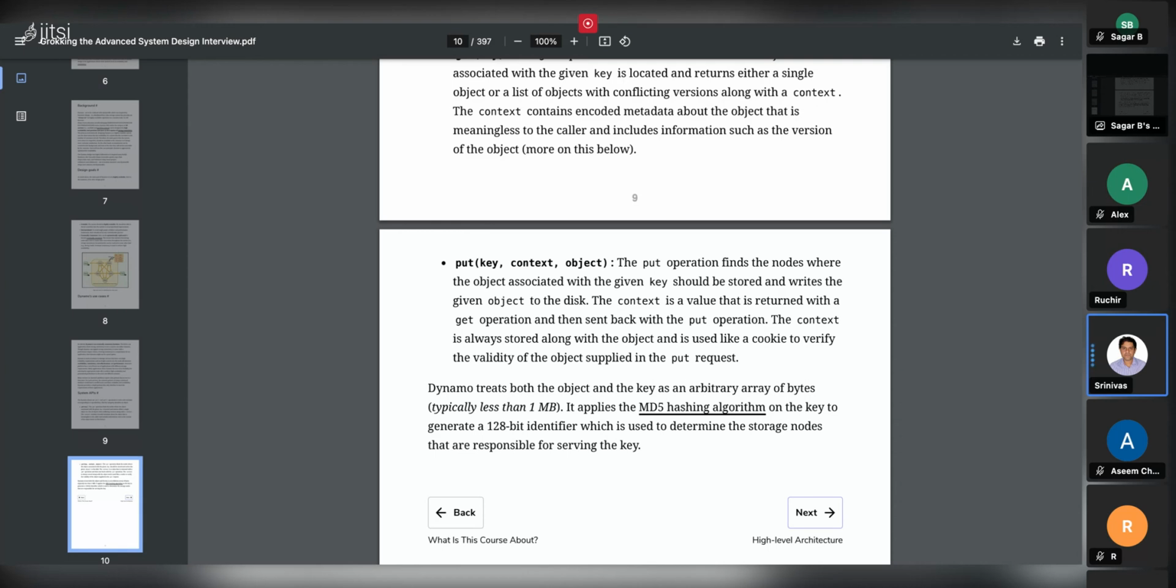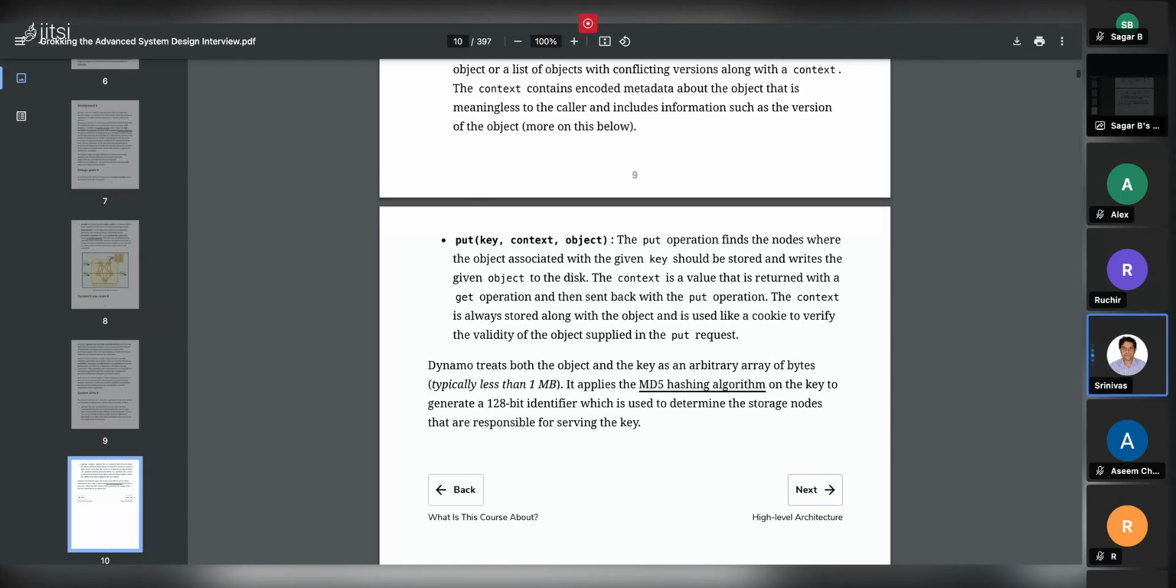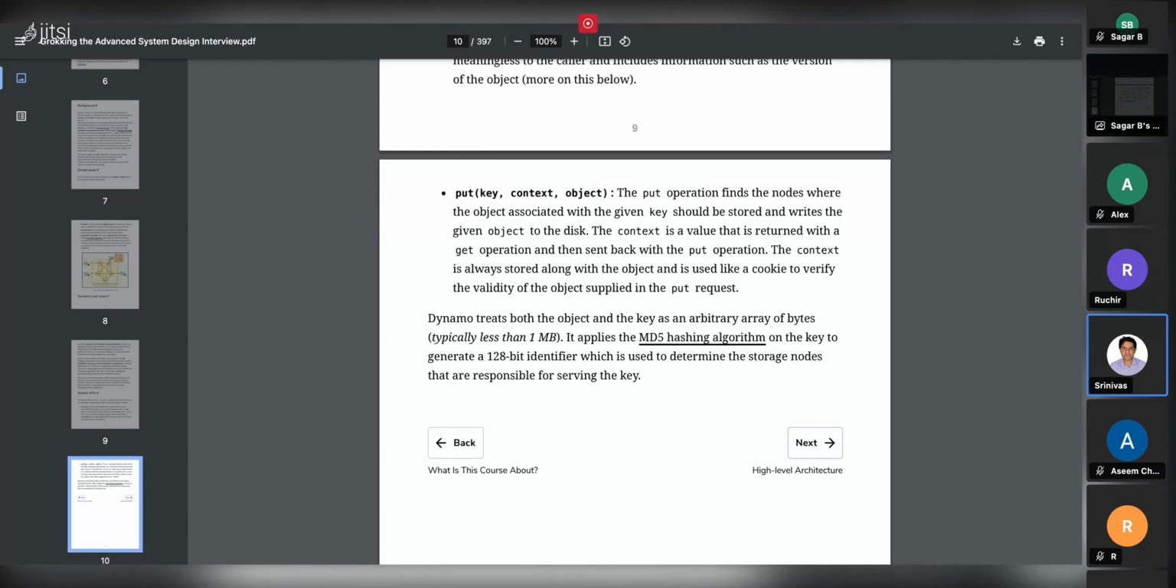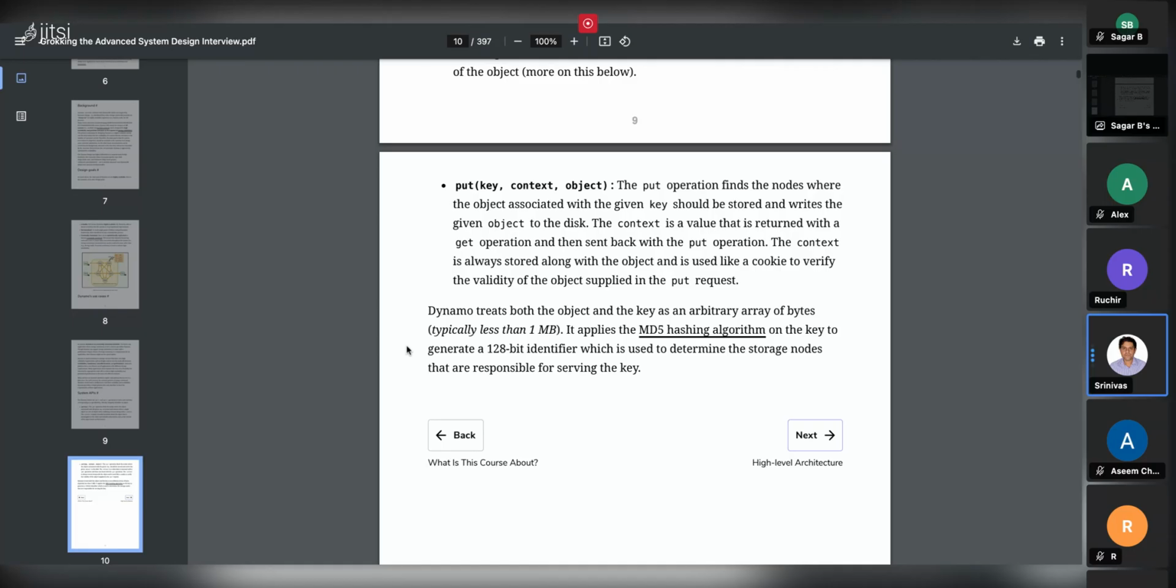Dynamo treats both object and key as an arbitrary array of bytes, typically 1 MB. It applies the MD5 hash algorithm on the key to generate a 128-bit identifier, which is used to determine the storage nodes that are responsible for storing the key.